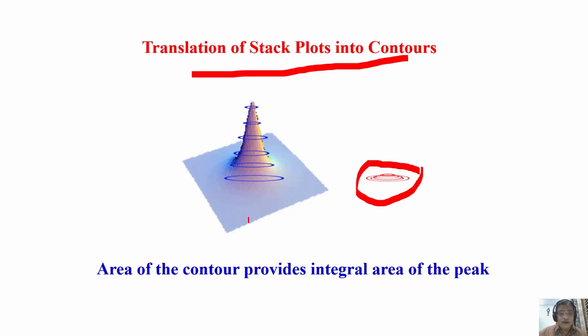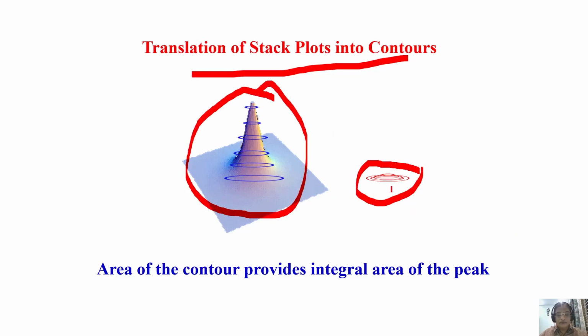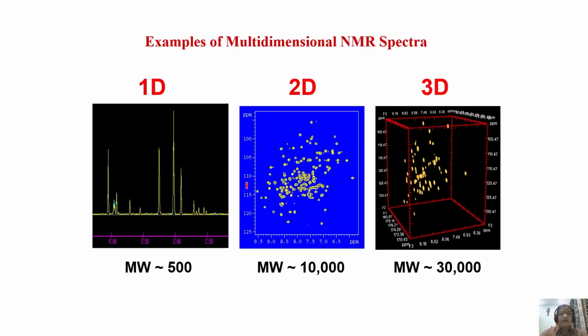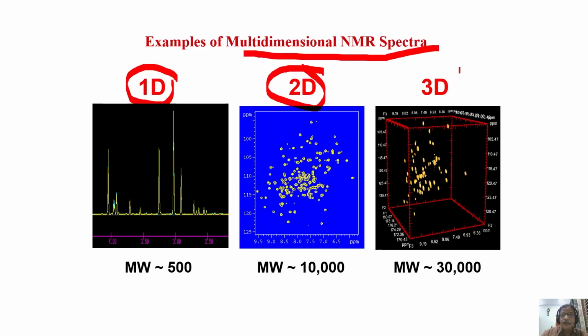Now we have done one thing. The area of the entire peak here, as I said with the example of the mountain at different places, is taken and represented here. So what it means is that the area of this entire peak corresponds to the area of this contour. That's all. The integral area of the contour is nothing but the integral area of this stack plot. This is what I wanted to show you. Now, there are many examples. We go ahead and see multiple multi-dimensional spectra, just to show how we represent contour plots of different multi-dimensional NMR spectra. This is the 1D, this is 2D, and this is 3D.